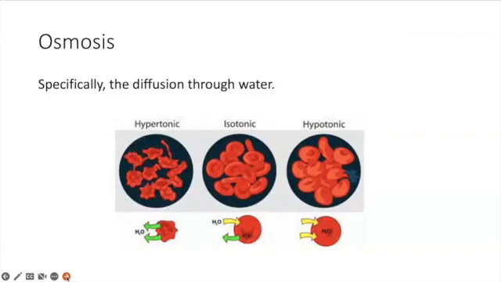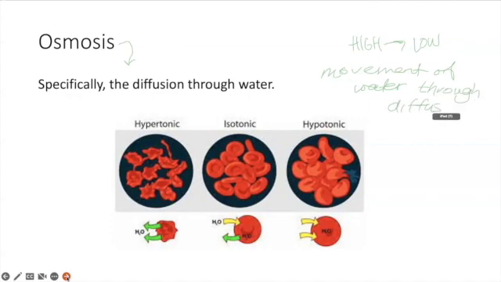And so we can apply this to osmosis, which is specifically the diffusion of water, right? So it's the same principle, moving from a high concentration to a low concentration in order to make even homogeneous mixtures, right? It's just the movement of water through diffusion. It's another way of thinking about it.